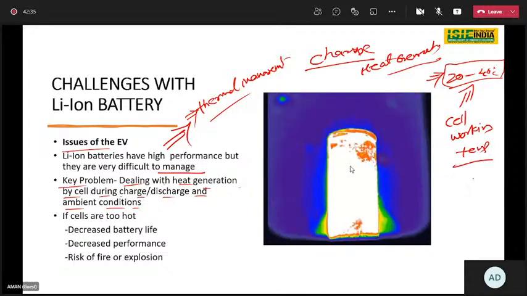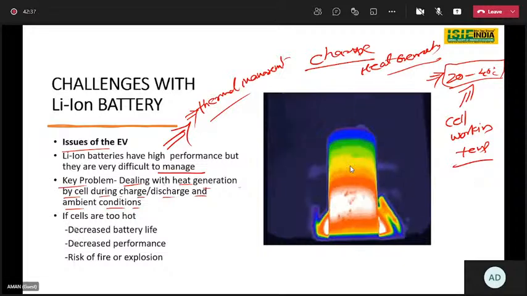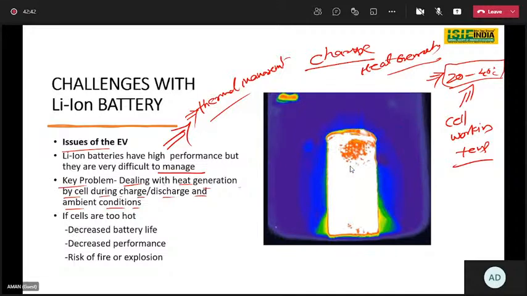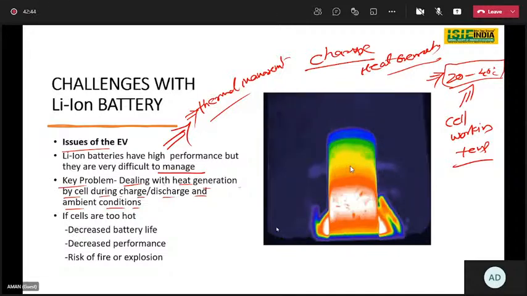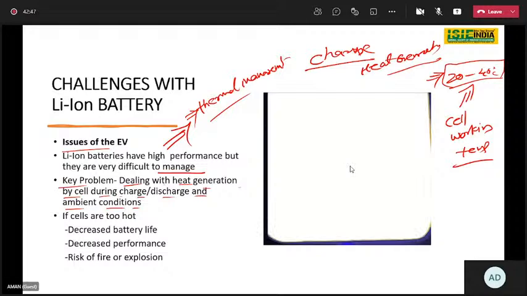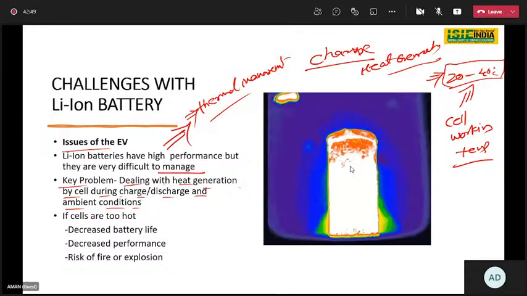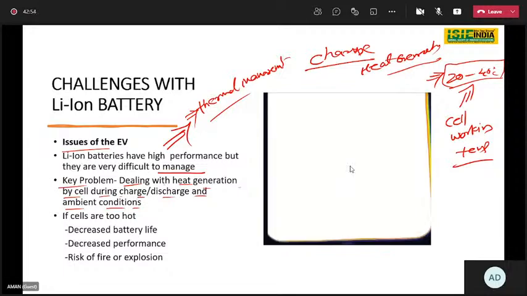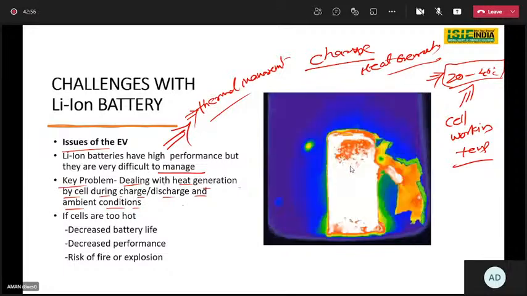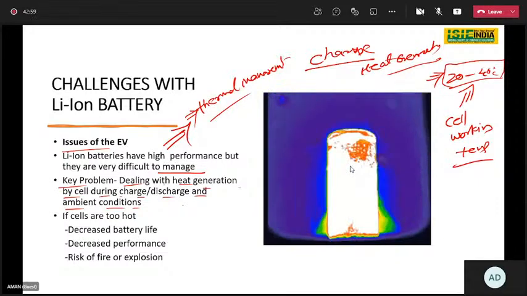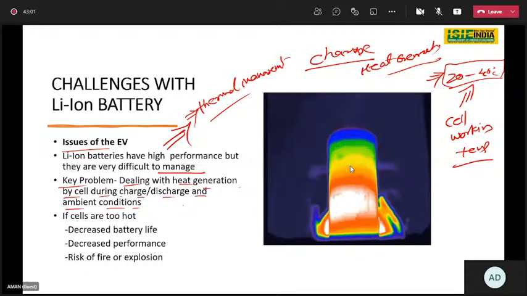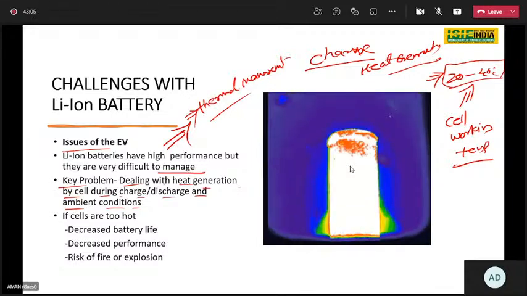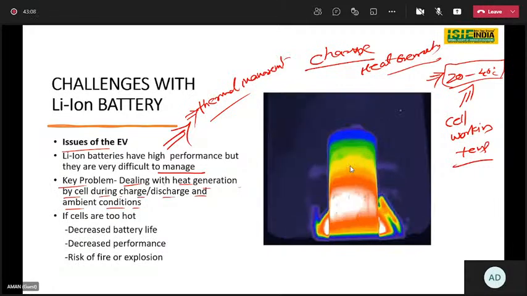Next thing is, what exactly happens when your cell is too hot? During the process, if you are performing any operation, like charging your vehicle, or discharging, or due to any number of conditions, let's say the vehicle is running, or it is discharging, but at the same time the temperature of the cell keeps on increasing. So what exactly will happen?